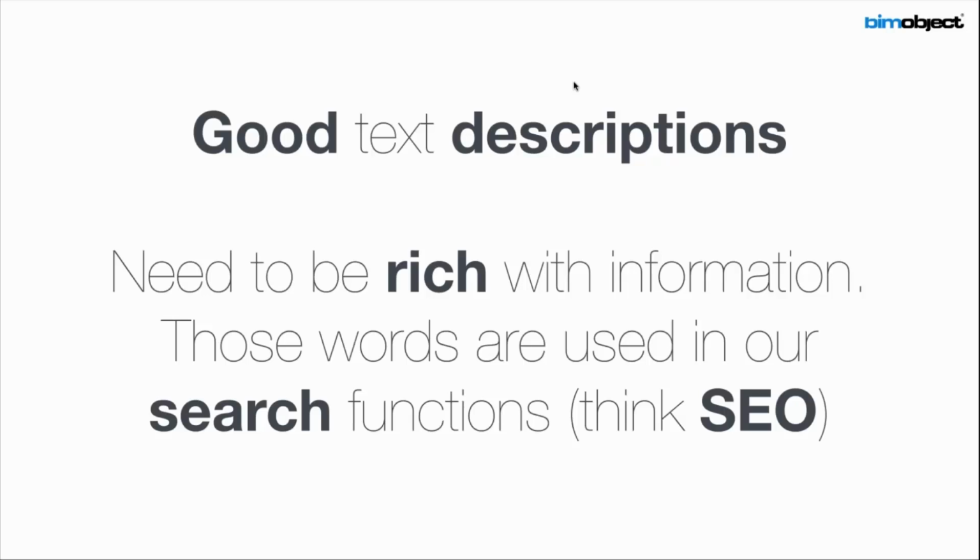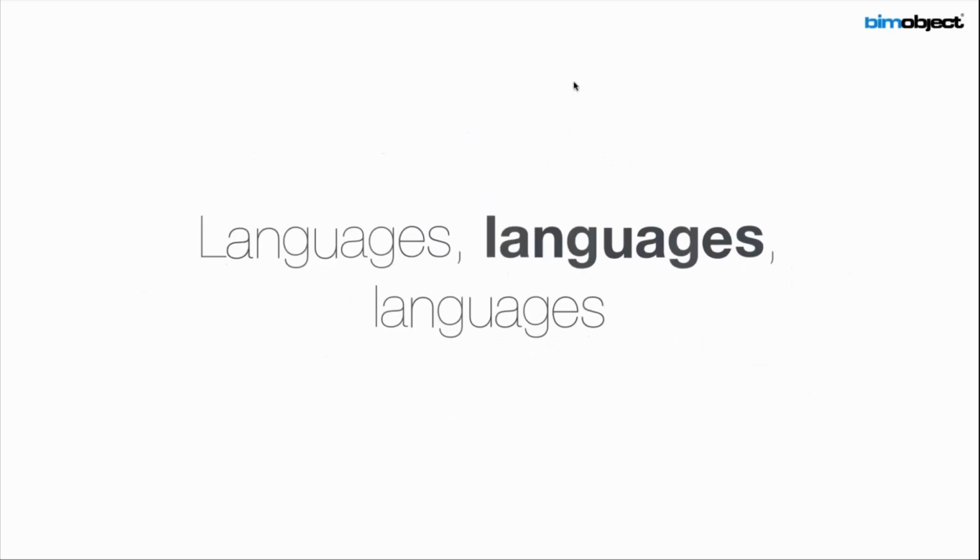So when someone at BIMobject is searching, it's exactly the same. If you have an air conditioner, but nowhere is air conditioner written on your product page, it's not going to come up in search. It has to be written, and it has to be well written. It's got to be good text.